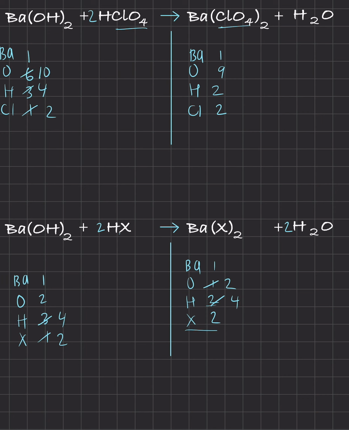Okay, and then I can go back and say, well, I have 10 oxygens and I have 4 hydrogens on the reactant side. On the product side, I have 9 oxygens and 2 hydrogens. So what if I multiply this by 2? So then I can say, well, 2 times 2 is going to be 4. Then I'm going to have 2 oxygens plus my oxygens, that's going to be 10, and I'm done.